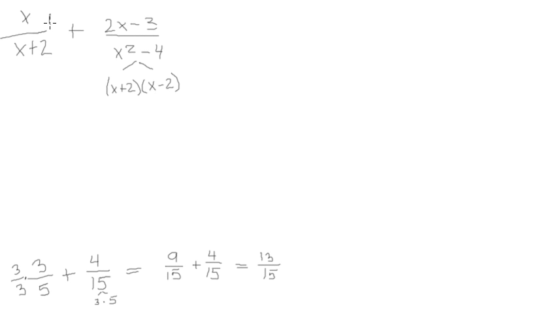Just like I did with the numeric fractions, I need to multiply both the numerator and the denominator by this factor. So my problem becomes x(x minus 2) all over, and I truly do not have to do the multiplication in the denominator. I can leave this in factored form. So x plus 2 times x minus 2.